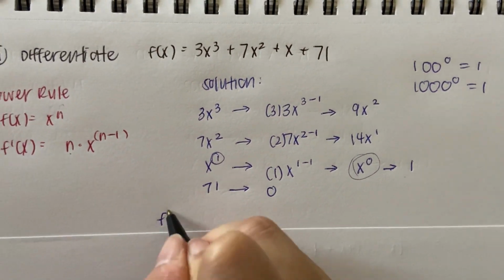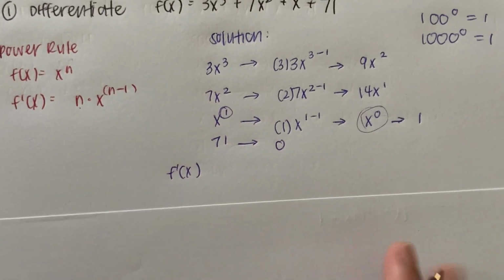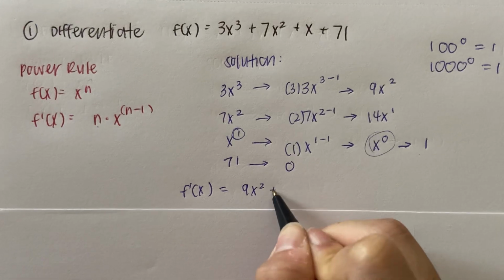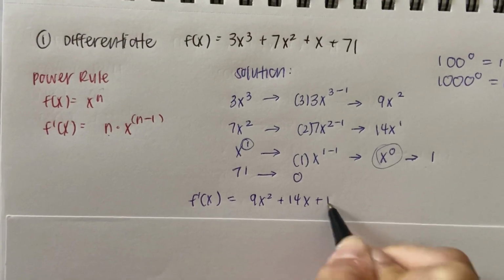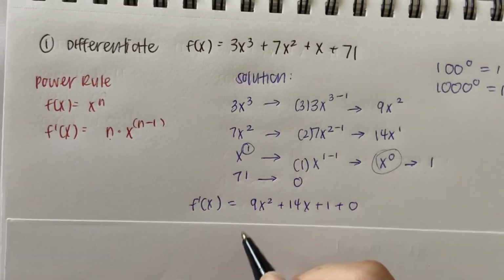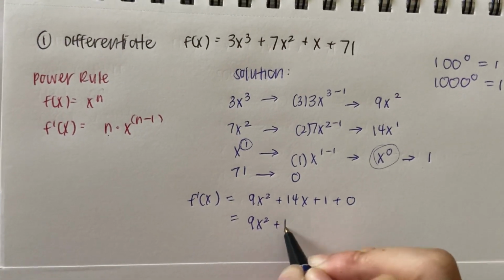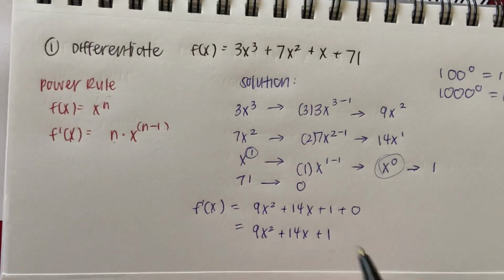Now let's bring everything that we just did all together. So we have 9x squared plus 14x plus 1 plus 0. I'm okay if you guys don't write the 0. So 9x squared plus 14x plus 1 is your solution.